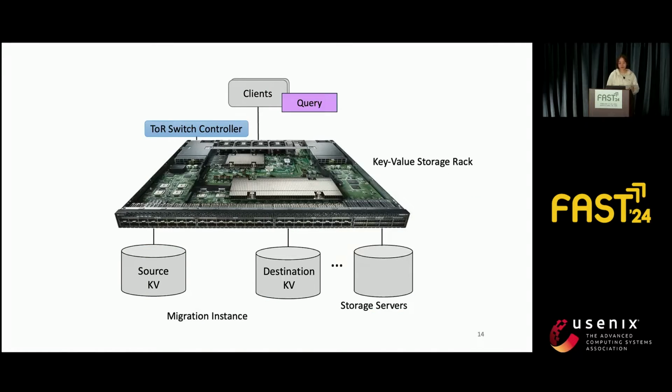Here's an example. If there's a query going from the client to the top-of-rack switch, it will look up the migration state stored in the switch, and then the switch can decide, based on the lookup result, whether the query should go to the source or to the destination.